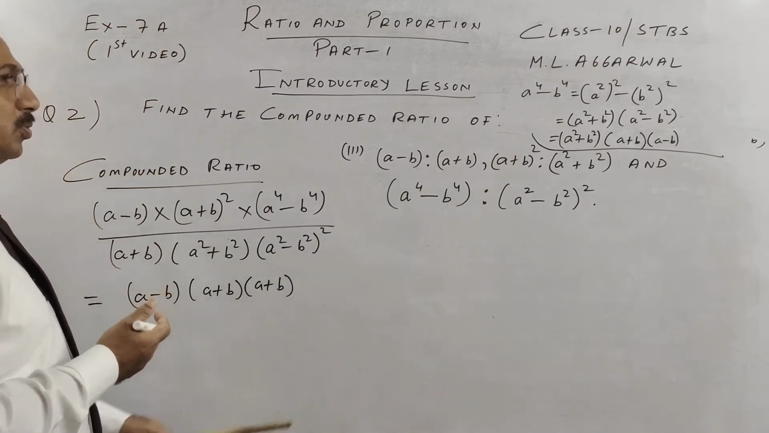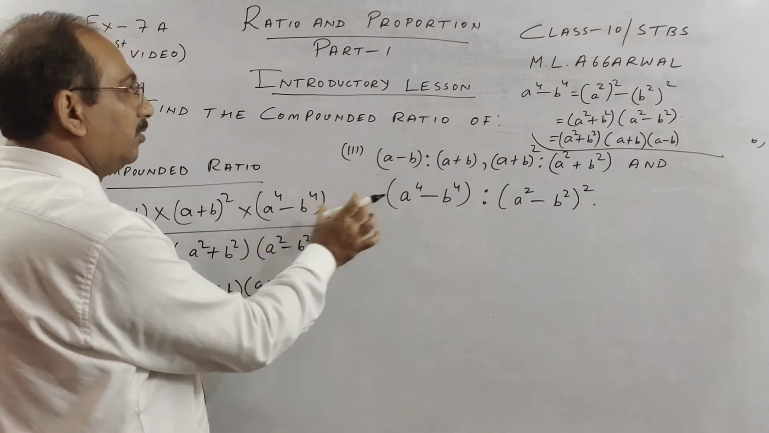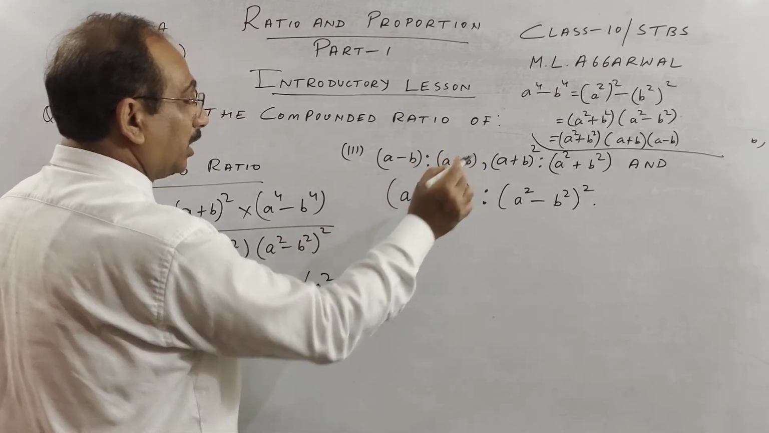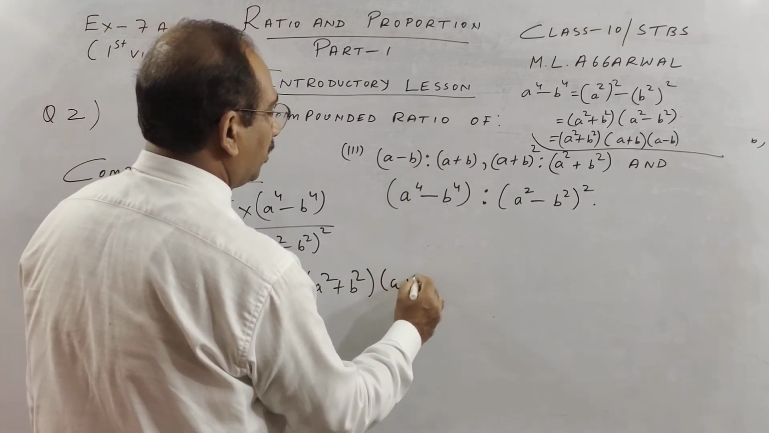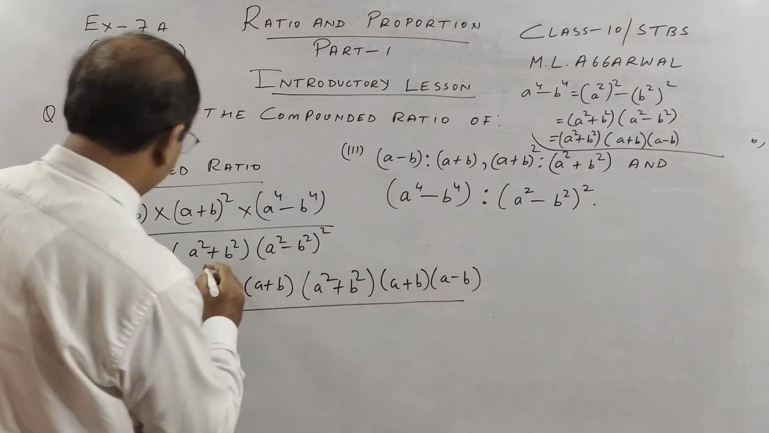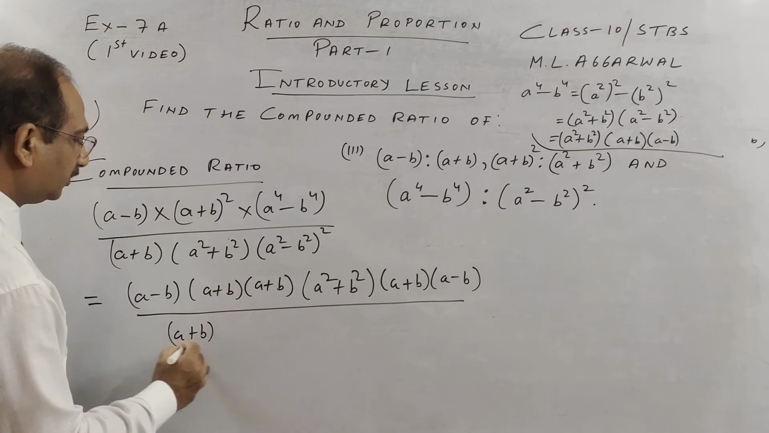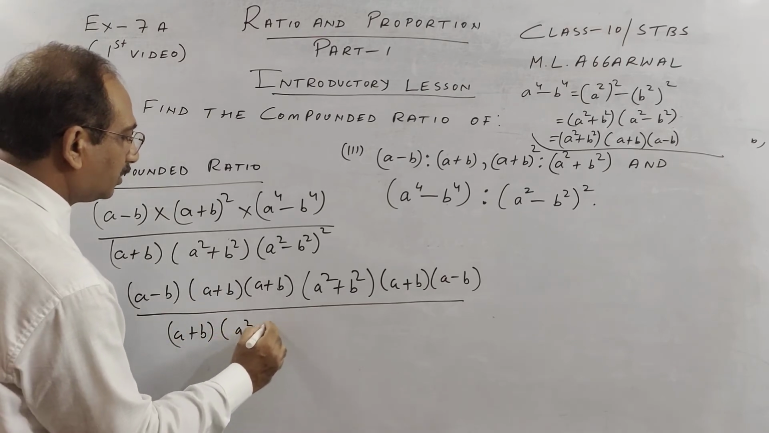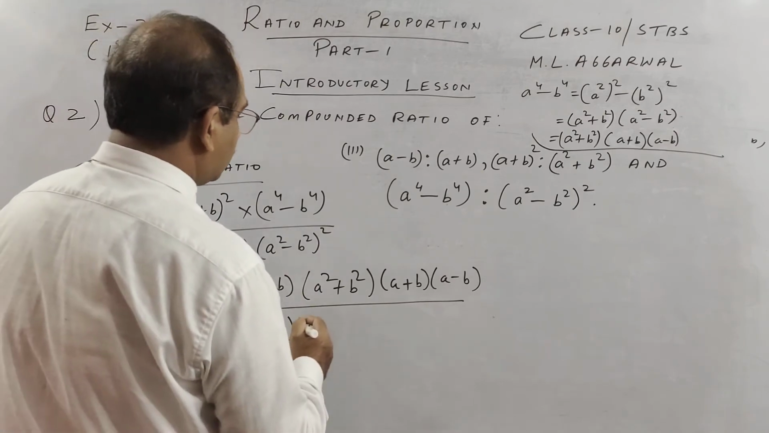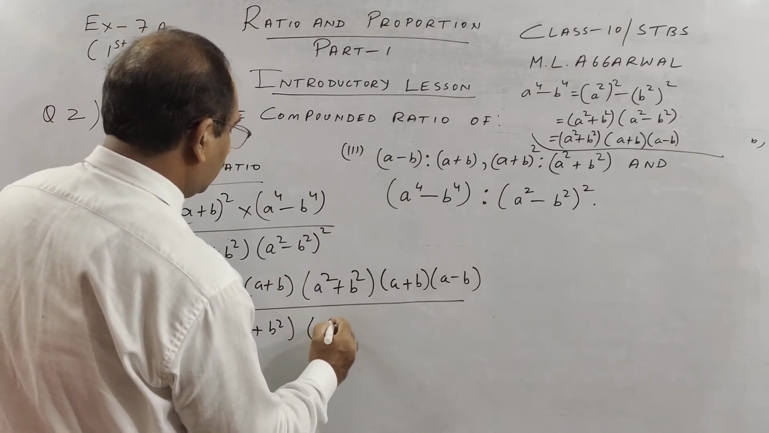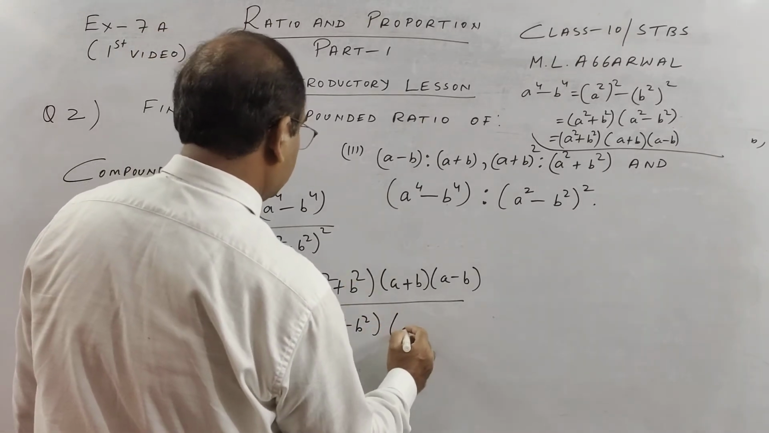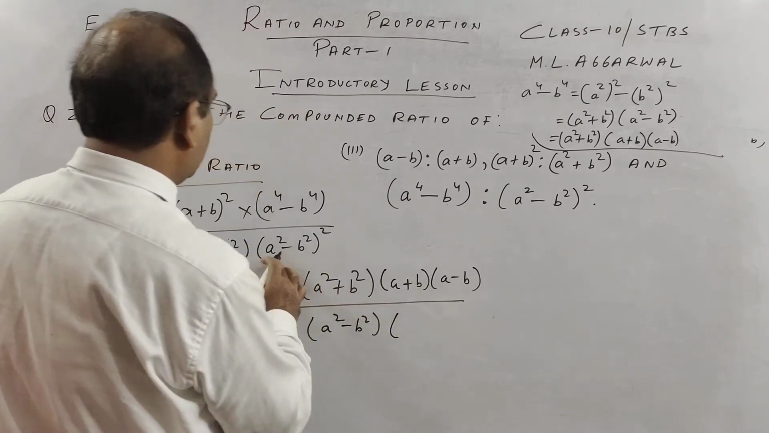Now, as I told you, A4 minus B4. I had to repeat a lot of times. So it is nothing but this. Remember, this is broken into 3 terms: A plus B, A minus B. Here we have A plus B, A square plus B square, and this, children, is A square minus B square. I'll write it twice.